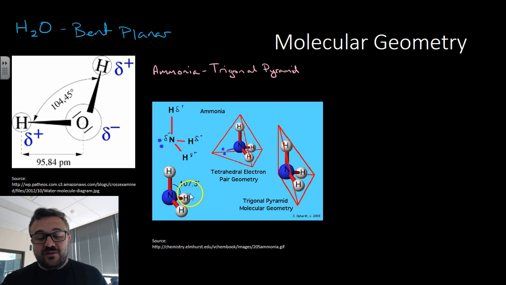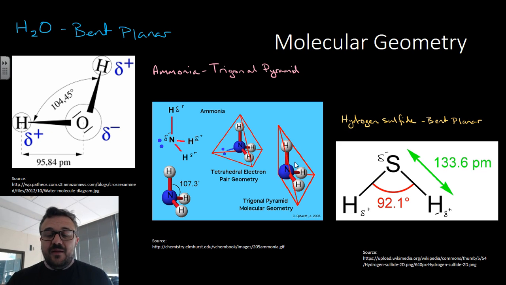Again, we've got an angle here of 107.3. It's not flat, it's not a planar one at all, it's a pyramid, a trigonal pyramid. Then we look at hydrogen sulfide, which is another bent planar. The angle is much narrower at 92.1, and you can see we've got a negative zone here, positive, positive, so it's a polar molecule susceptible to dipole-dipole interactions. You'll actually notice that it is very similar to water in and of itself.